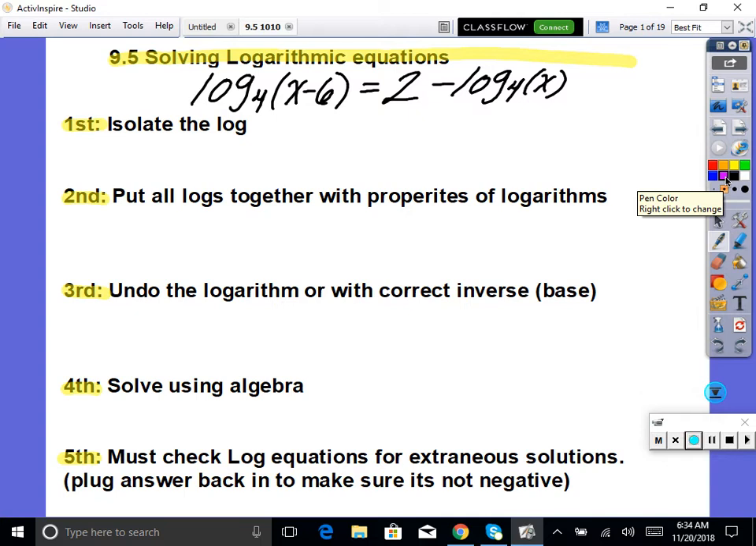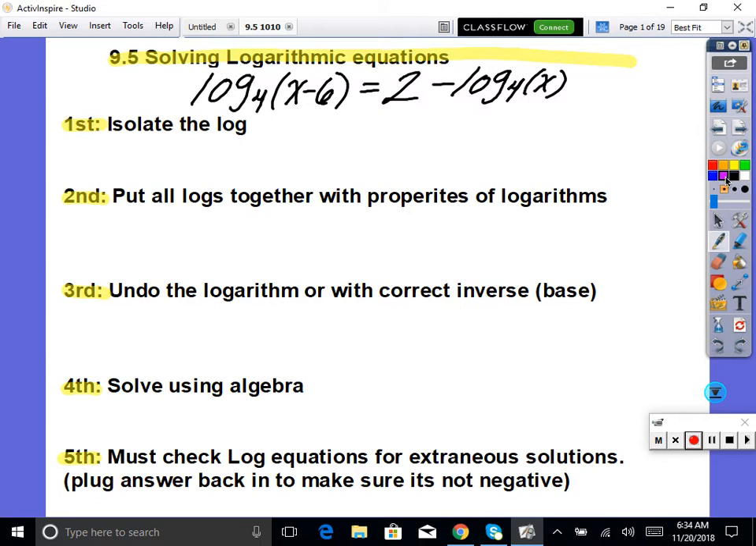Then we have to put the logarithms together with properties of logarithms. So you do have to do it correctly when you put them together. We know how to do that. That's what we learned last time. And then third, undo the logarithm with the correct inverse. Now understand, you can only undo a logarithm if it is one logarithm. I'll show you in a second what I mean by that. And then fourth, just solve using algebra.